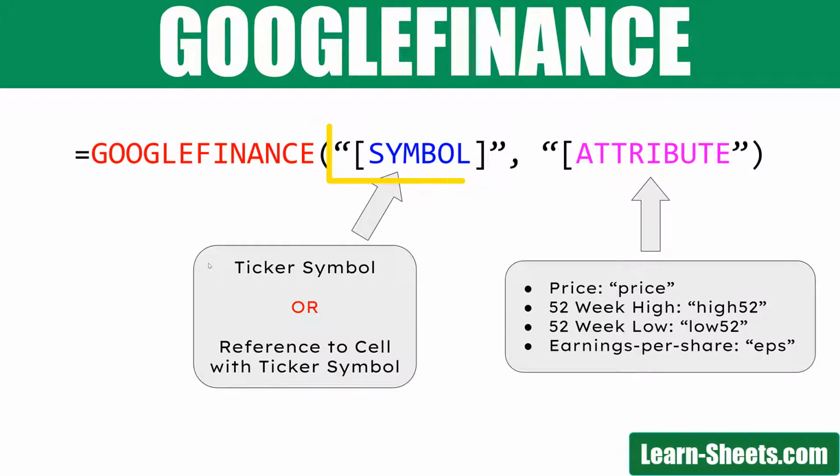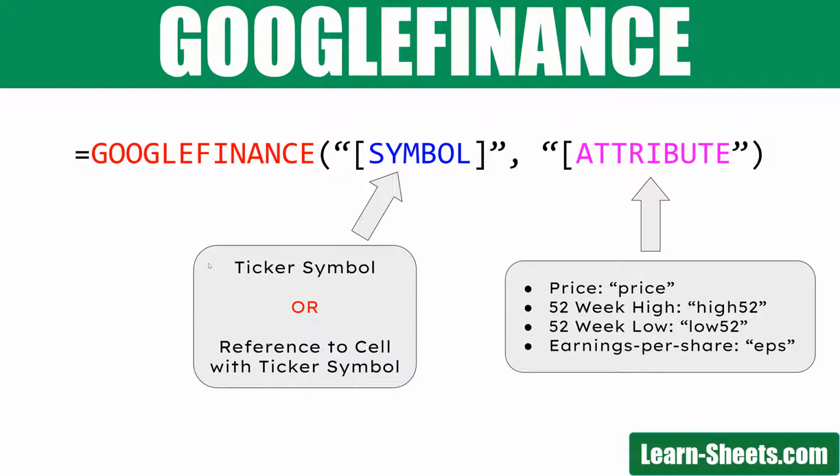The first parameter for this formula is going to be the symbol. And this can be a direct ticker symbol or actually a reference to a cell that contains the ticker symbol. The second parameter we're going to use is the attribute. There are a bunch of different attributes you can use, but for this example, we're going to look at price and the high 52 and low 52.